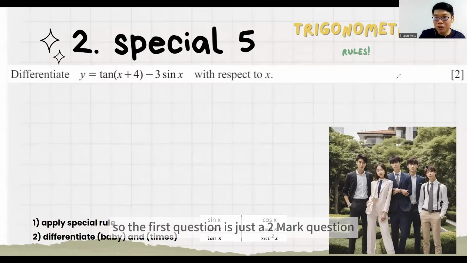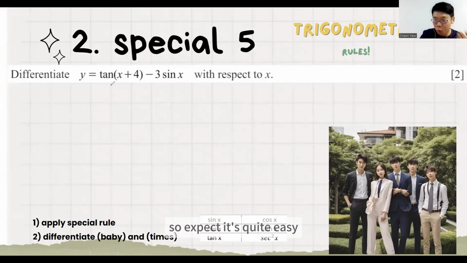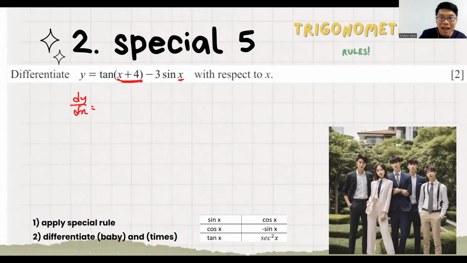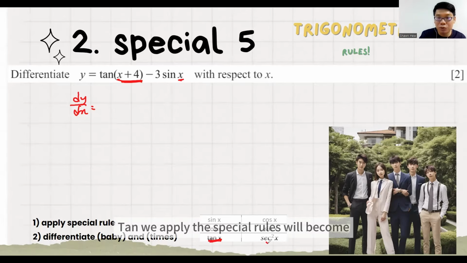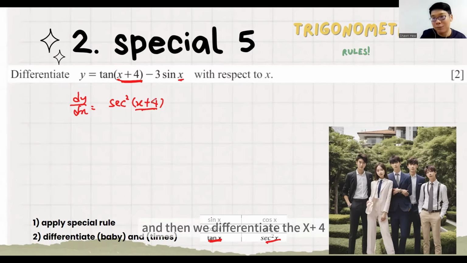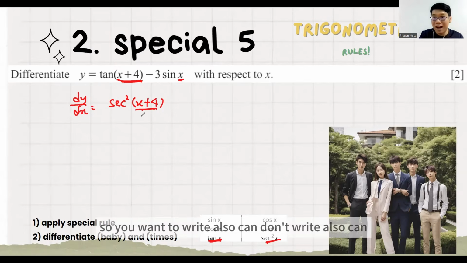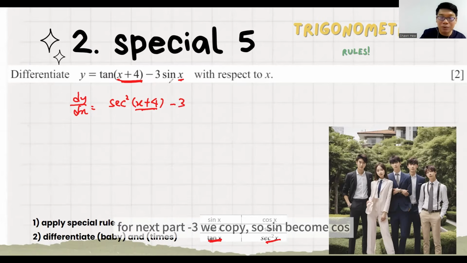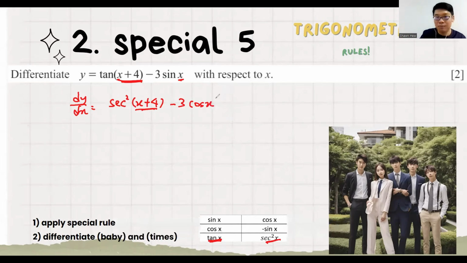So the first question is just a 2-mark question, so you expect it's quite easy. First part have baby, second part is just x. Okay, so we directly do dy/dx. Tangent, we know, apply the special rules will become secant square. So secant square, the baby we copy, and then we differentiate the x plus 4 is just 1. So you want to write also can, don't write also can. For next part, -3 we copy, so sine become cos. So the baby is just x, so stop. We successfully gained 2 marks.